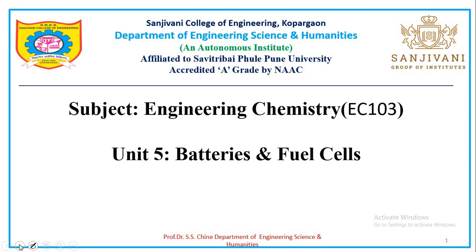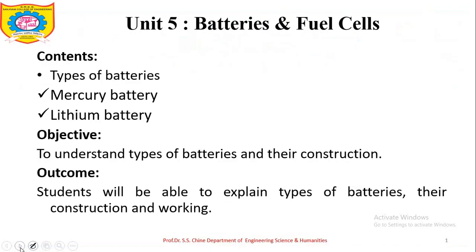In today's session, we are going to continue the topic of types of batteries and their examples. In the previous module, we discussed two examples of primary batteries, that are dry cell and alkaline battery. Now the next example of the primary battery is the mercury battery, and another type of battery is the secondary battery, in which the example is the lithium battery.